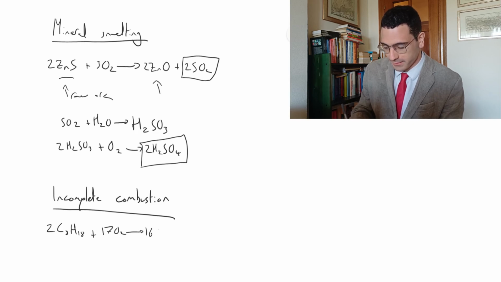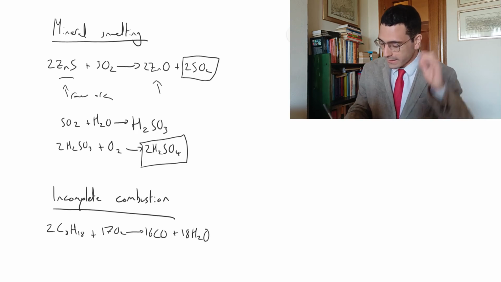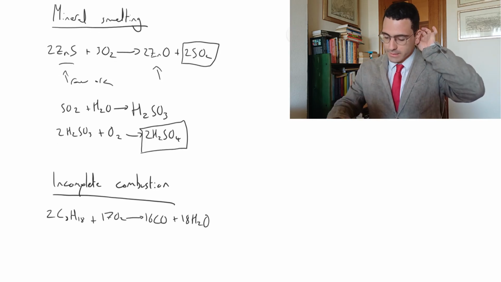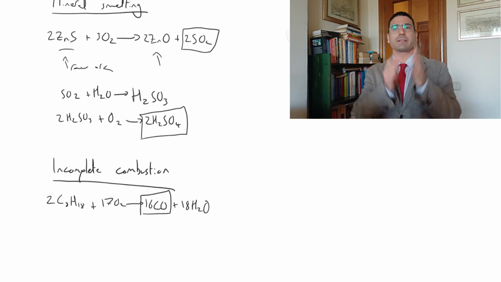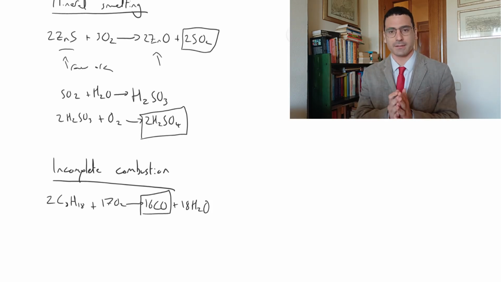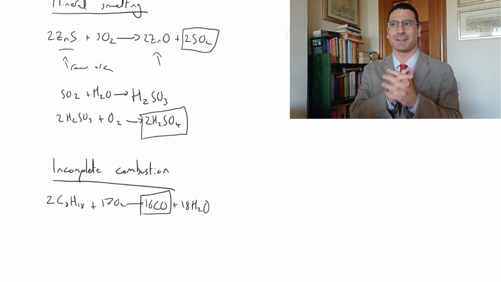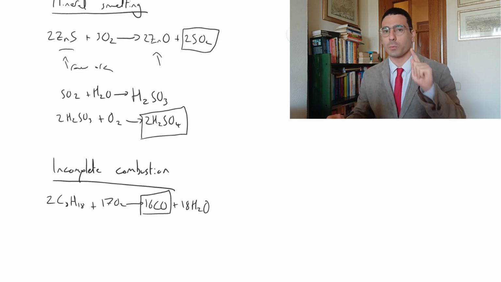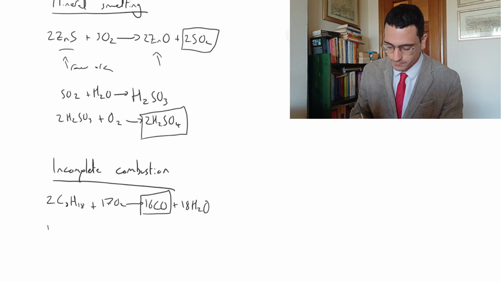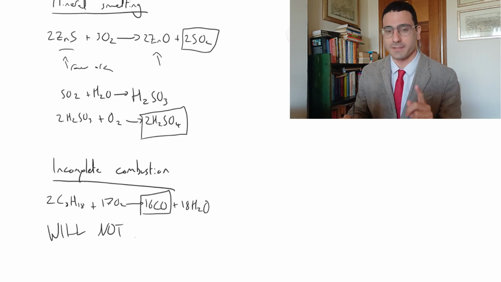So here is my 16 carbon monoxide molecules, and just to balance it, we've got 18 water molecules. So my oxide here is carbon monoxide. Now the question would be, is carbon monoxide an acidic oxide? No, carbon monoxide is not an acidic oxide, because carbon monoxide will not dissolve in water to form an acidic solution.